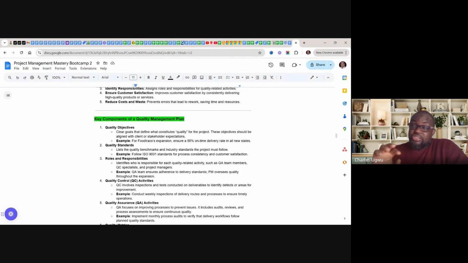I want to use this example to show you how quality objective can be. A single statement can become a very strong quality objective. In this project, FoodTrackoo expansion project, we want to expand to other states. Quality objective can be 95% on-time delivery rate in all new states. That is the objective.